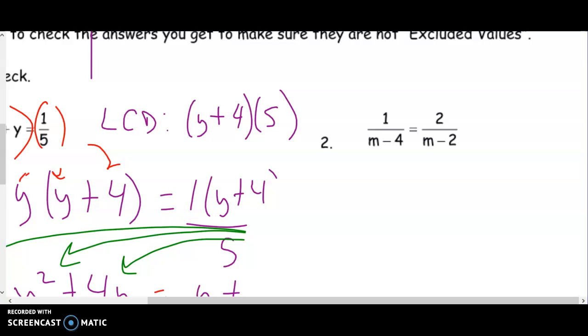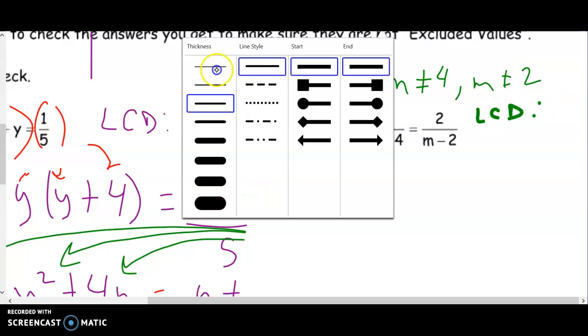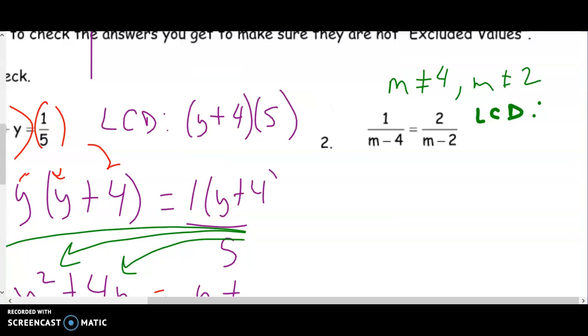So let's go ahead and identify what values we cannot have. M cannot be 4. M cannot be 2. Plug in 2, divide by 0 there. Plug in 4, you would divide by 0 there. So cannot have that. Lowest common denominator, if you would recognize it, a lot of times it'll be just a product of your denominators. Not always, but plenty of times it will be. So whatever the product of those two are will be the lowest common denominator. So we can multiply both sides of the equation by that.